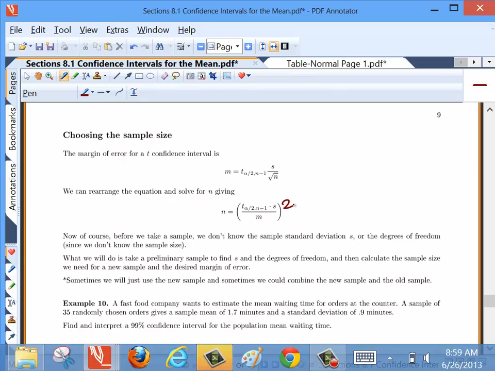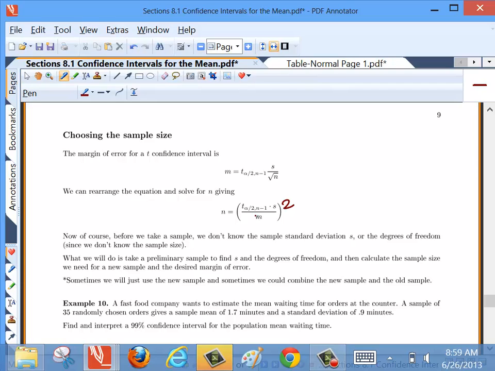But now let me ask you this. This is to tell us what sample size we need. Before you take your sample, do you know your sample standard deviation? Or before you know how big of a sample to take, do you know what n minus 1 is to find your degrees of freedom in your critical point? No. So there's a few flaws with this formula to find our desired sample size.